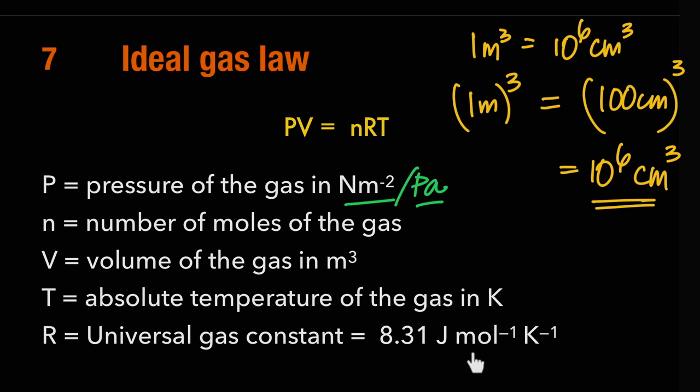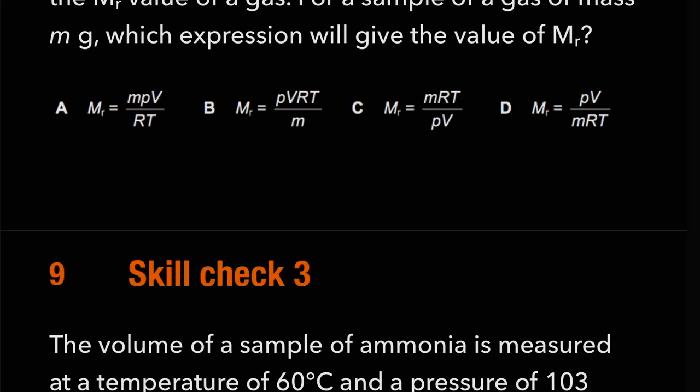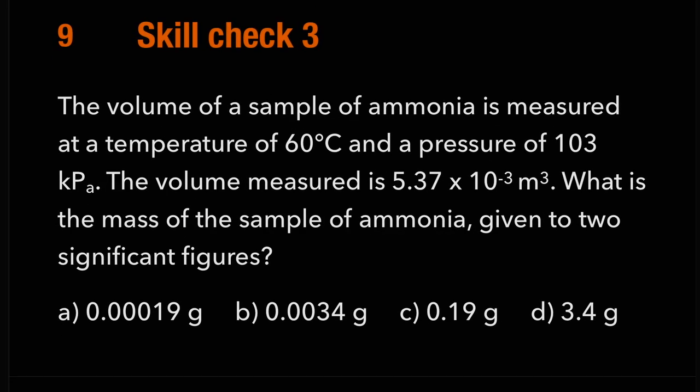Newton meter is joules. And this side has joules per meter square into joules per mole per Kelvin into moles into Kelvin. So the units of PV are joules, that's why. You can also just say Newton meter if you want, but it's the same unit. 8.31 is the value. So use this relationship, and the number of moles is equal to mass over MR, to find the MR of substances, or in this case, mass.